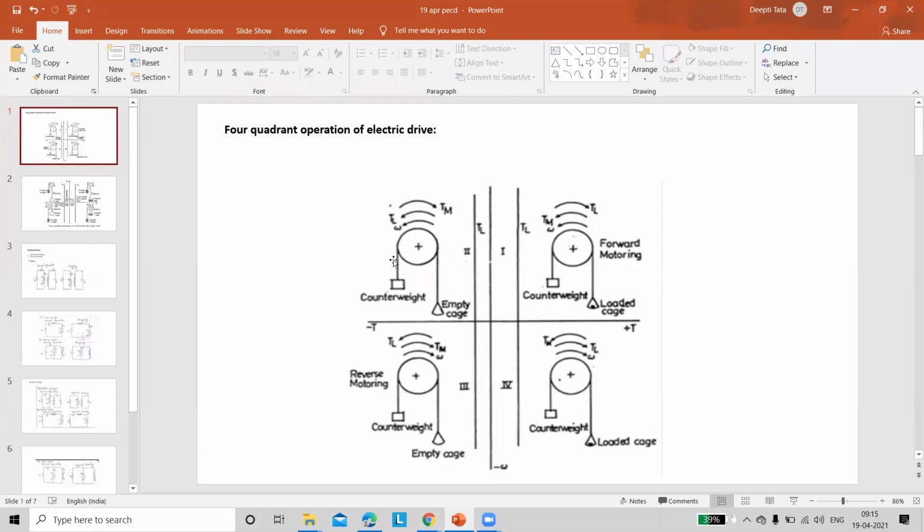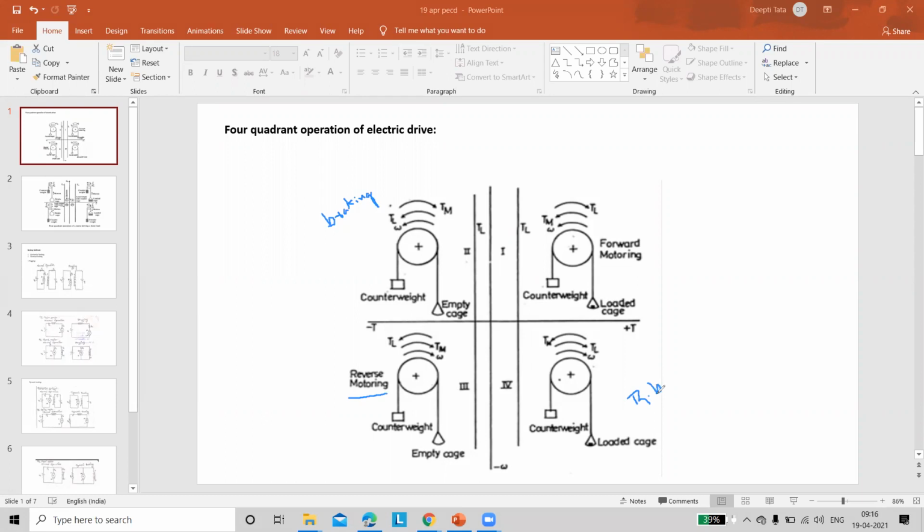and the second quadrant is known as forward braking mode. Forward braking mode, all of you please note down. I'm writing the words. And the third quadrant is known as reverse motoring mode. And the last quadrant, the fourth quadrant, is known as reverse braking mode.